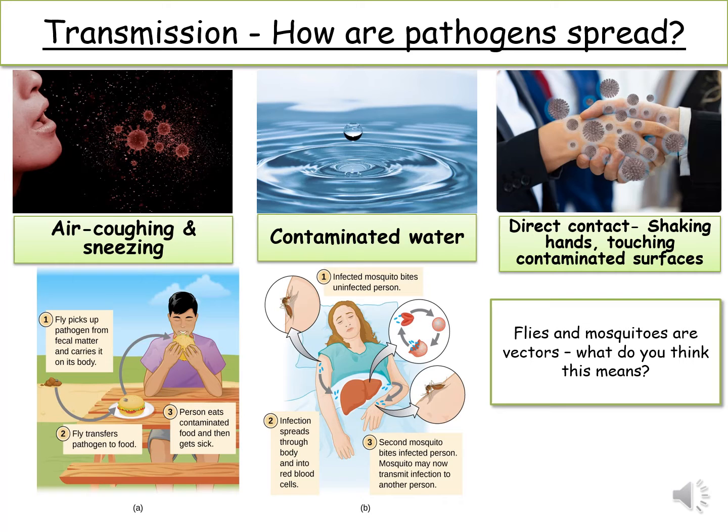Vectors are something that carries a pathogen but doesn't get the disease. So for example, a fly picks up the pathogen from feces and carries it on its body. The fly then transfers the pathogen onto some food, and a person eats the contaminated food and then gets sick. Another example is when an infected mosquito bites a healthy person. The infection spreads through the body and into the red blood cells. A second mosquito bites the infected person. The mosquito may now transmit the infection to another person.